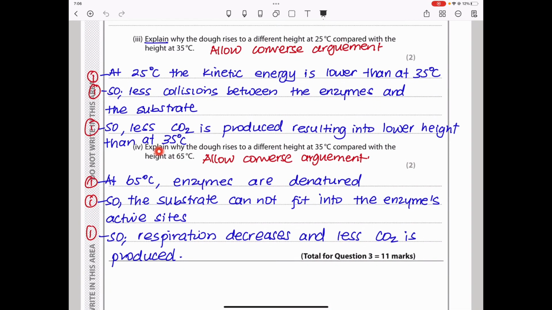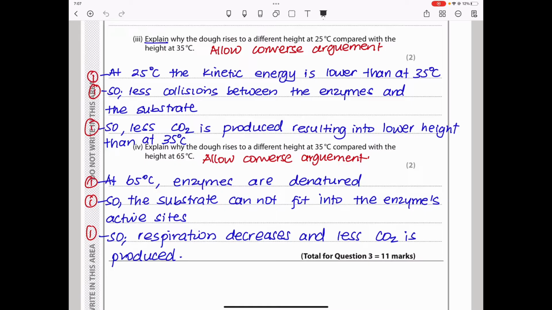The next part says, explain why the dough rises to a different height at 35 compared with that at 65. Now, because this is an enzyme-controlled reaction, at 65 it's beyond the optimum. The enzymes are being denatured, so the enzyme's active sites may be deformed or not have the same shape as they had previously, so the substrate might not be able to fit into those active sites, and therefore a reaction will not occur. So respiration is going to decrease and the CO2 produced is going to be lower, so the increase in the height is going to be really insignificant.